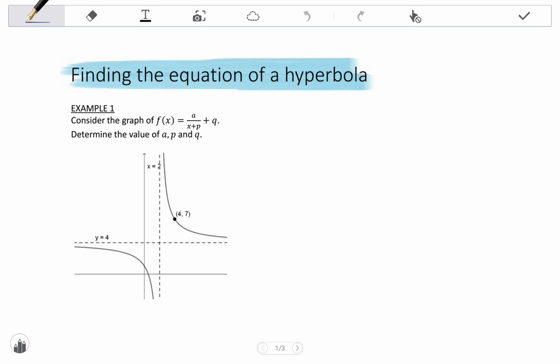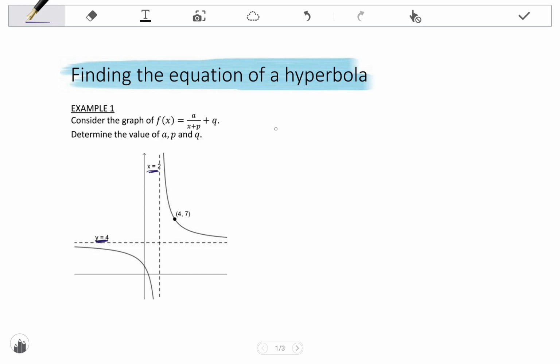So, example 1 says consider the graph of f of x equals a over x plus p plus q. Determine the value of a, p, and q, which is a way of asking you to find the equation. Okay, now in this graph, you'll see that we are given the equations of the asymptotes, x equals 2, y equals 4, and then we are given the coordinates of one point that lies on an arm of the hyperbola. Okay, when this information is given, the equation of the hyperbola is quite straightforward to find.